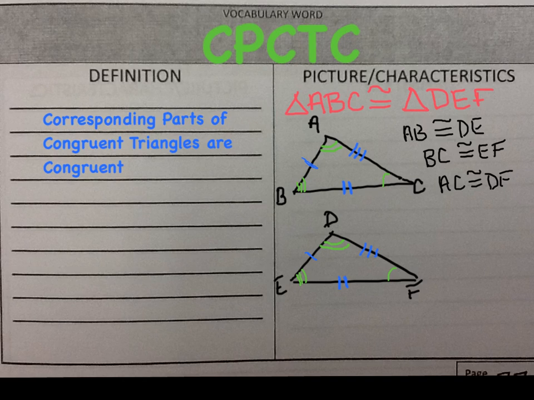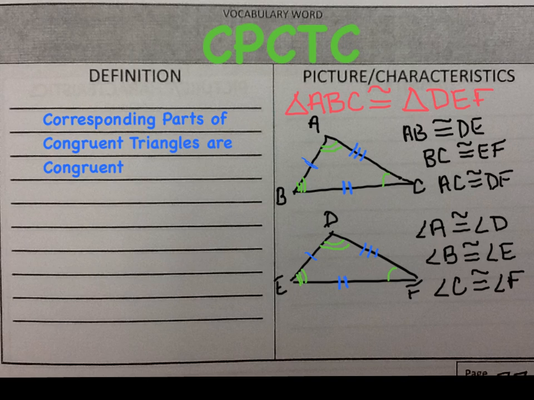We can also talk about the angles. So angle A is congruent to angle D. And angle B is congruent to angle E. And I'm sure you know the last one. Angle C is congruent to angle F. Okay, so the parts that correspond on congruent triangles are congruent. So these are corresponding parts, and they are congruent.